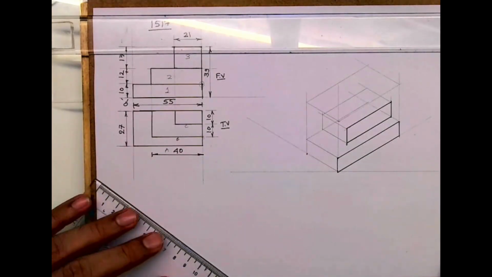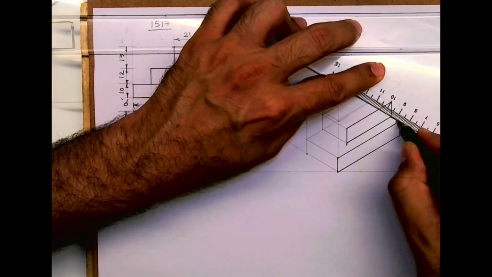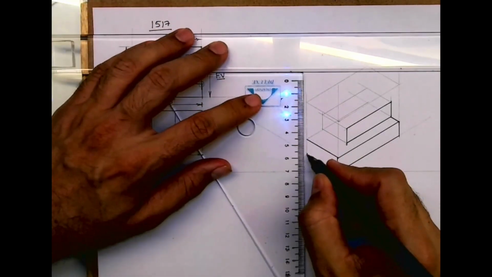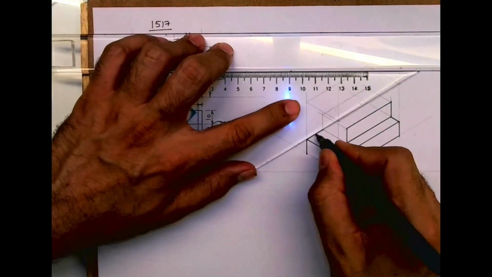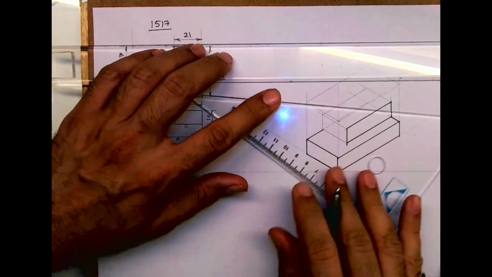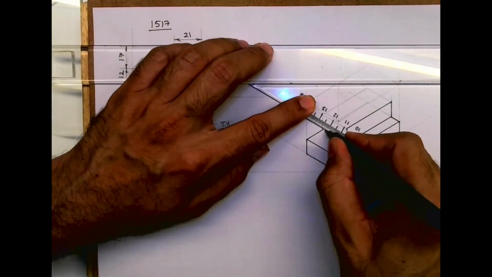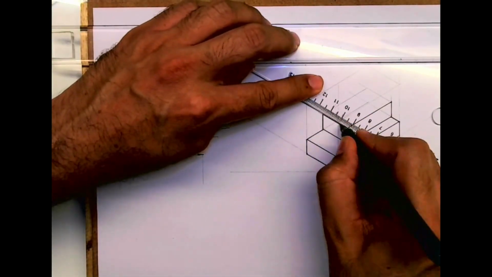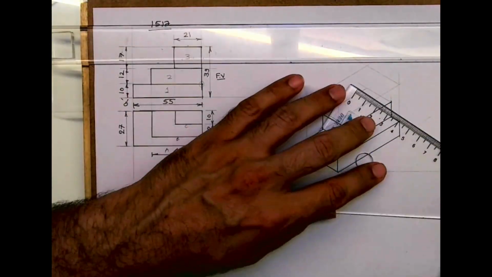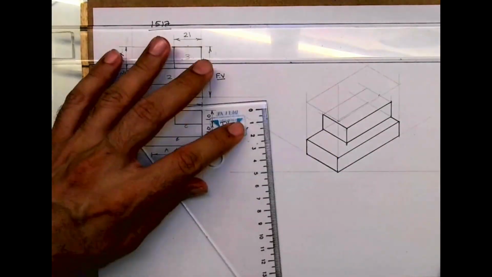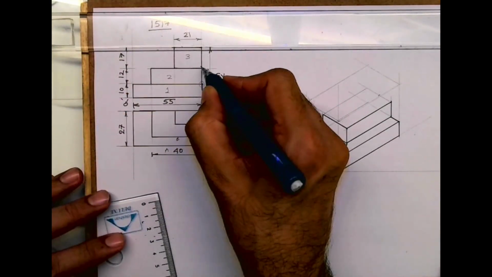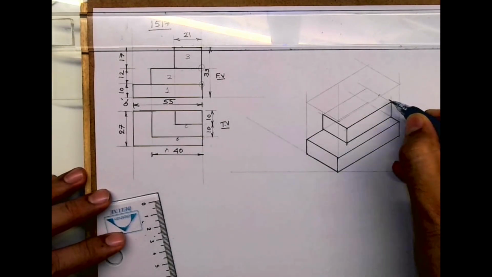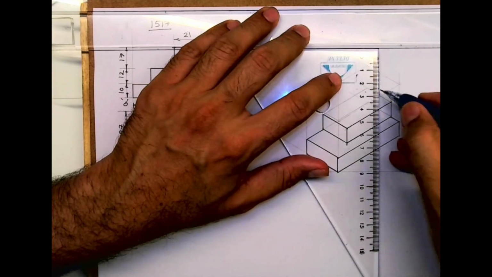Now we need to draw part 3. Now part 3 is how much behind? All this line will be dark. See how much you have to go behind. See, this is over here, right? So 10 behind. So again go 10 behind and then go up.